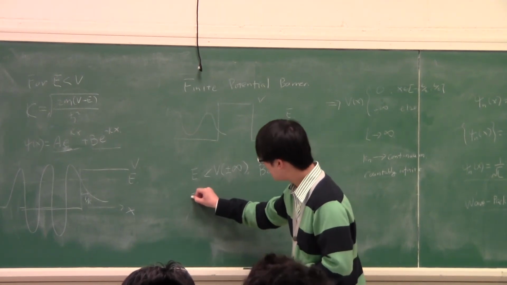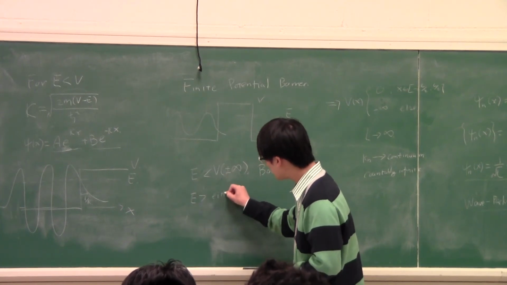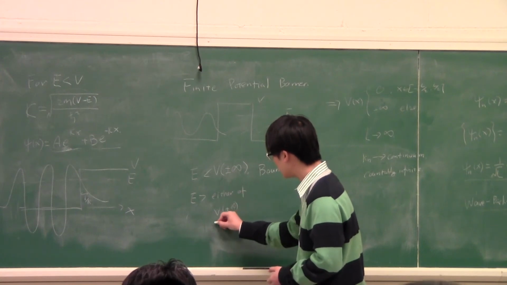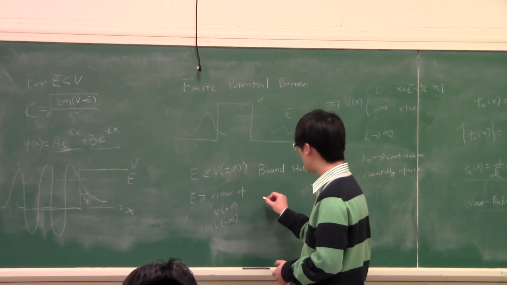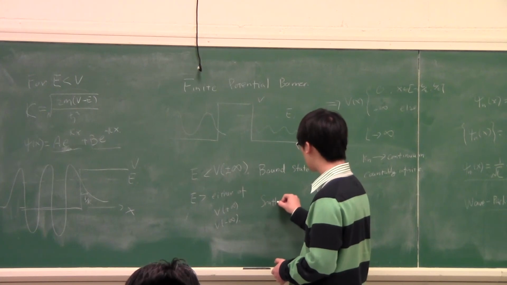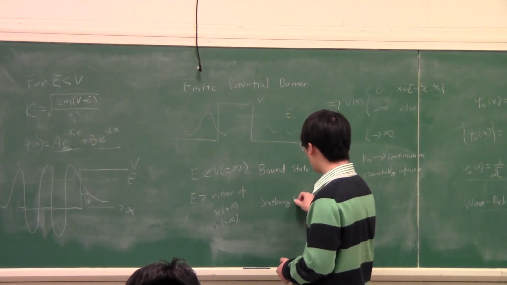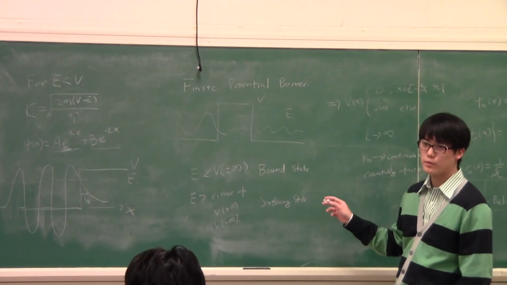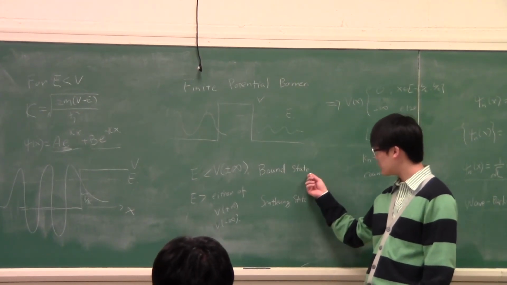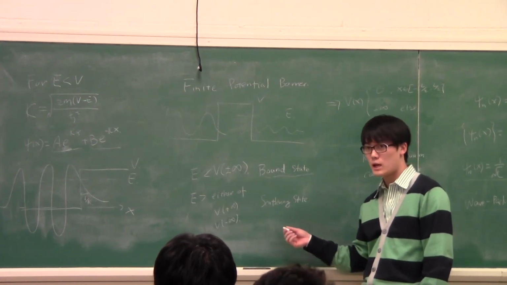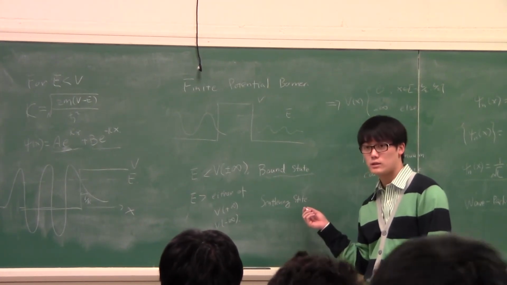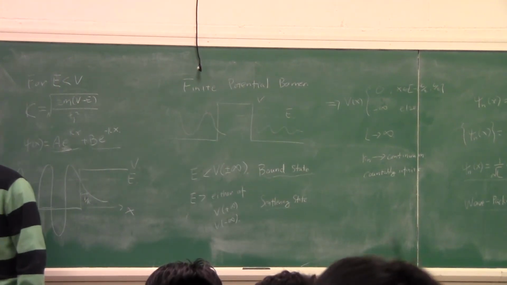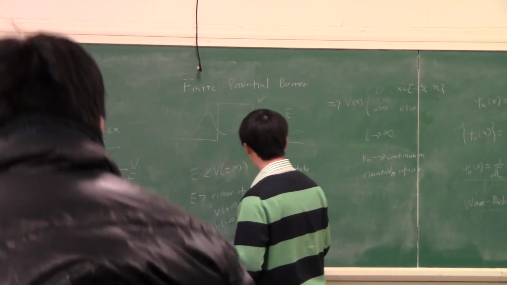And if E is greater than either of E plus or E minus infinity, we will call these scattering states. Now these are equally important. Right now we are going to specialize to bound states because we lack the tool to study scattering states at this moment. The tool will be the probability current concept, which we will introduce today.